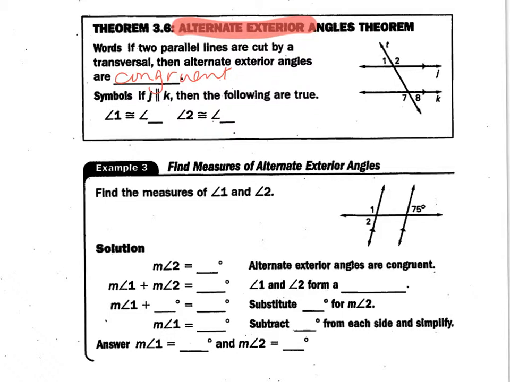And so if lines J and K are parallel, then angle 1 and angle 8 are a pair of alternate exterior angles. Angle 2 and angle 7 are a pair of alternate exterior angles. And let's look at an example of how to use alternate exterior angles.